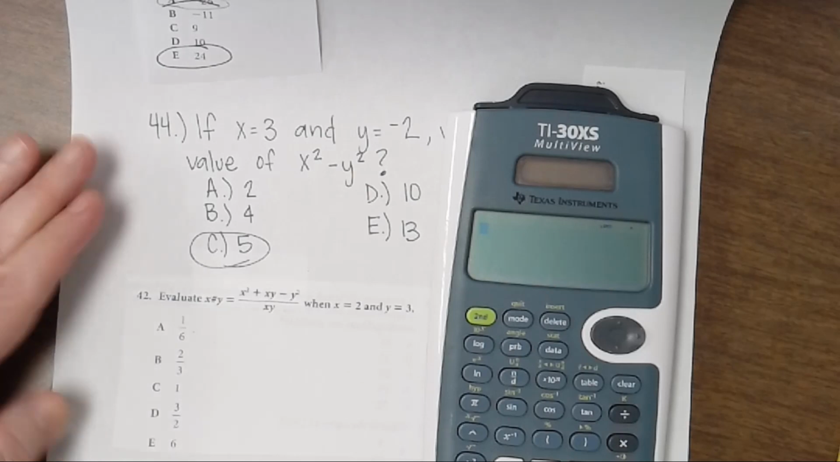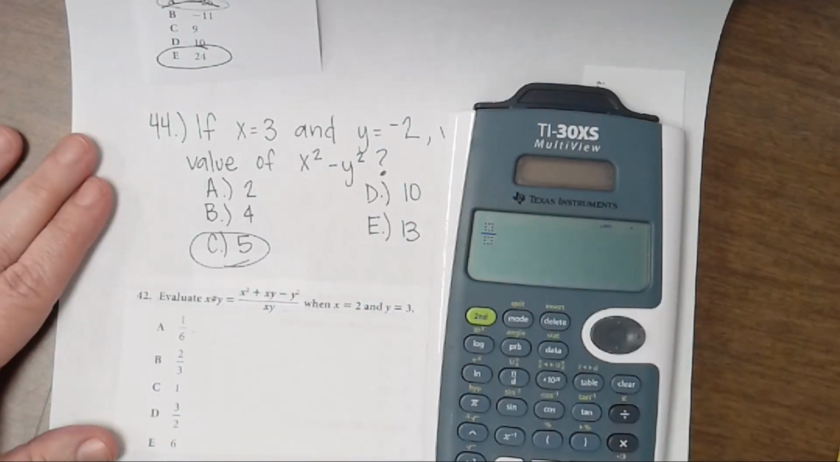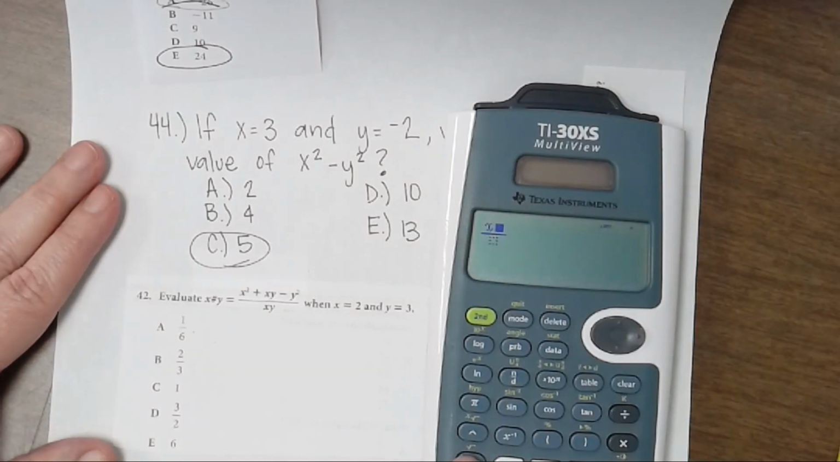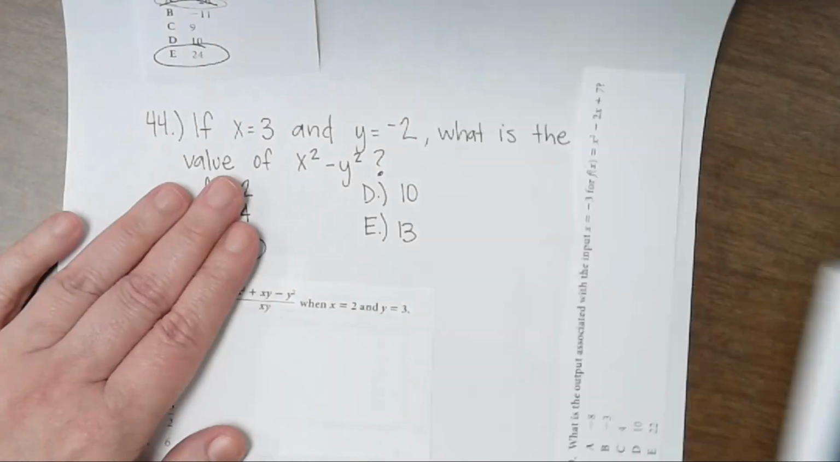We have to get this whole thing in here in the numerator. All right, so first we're going to hit numerator over denominator. x squared plus x, and then I'm going to arrow over so that I can get y in right next to it, minus y squared. And I'm going to go down and type in x, y. Enter. Look, it just gave me my answer, 1/6. The answer is A.